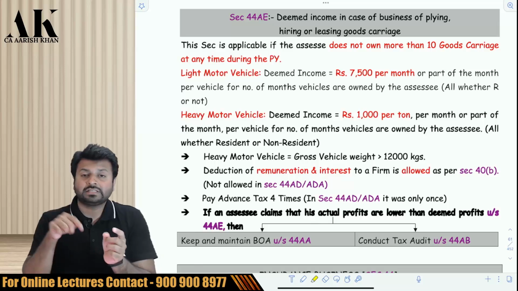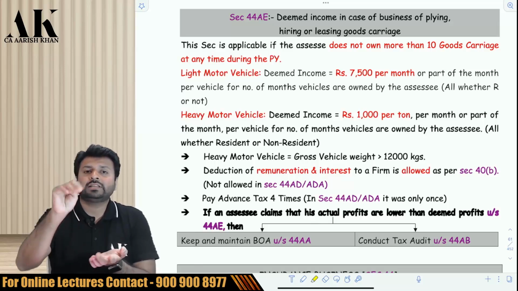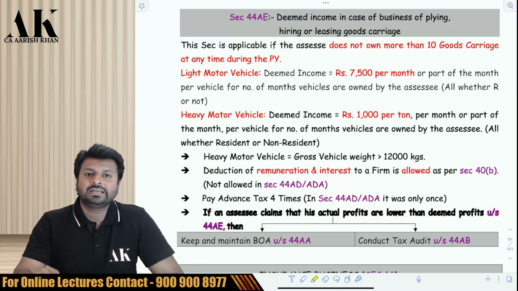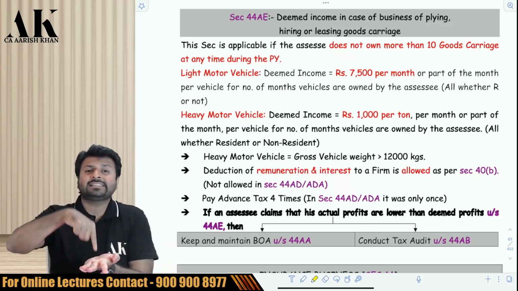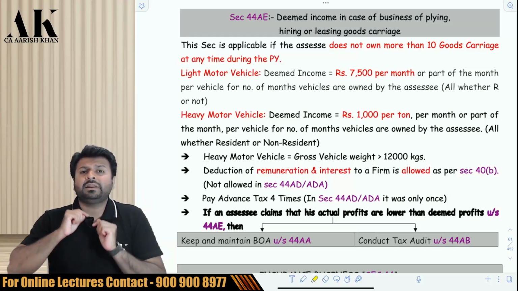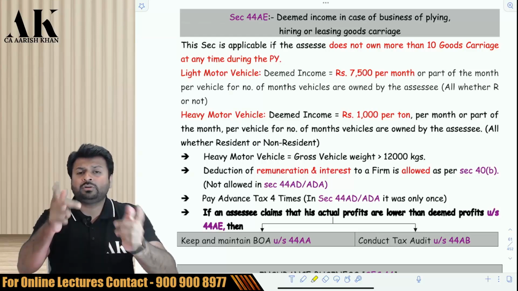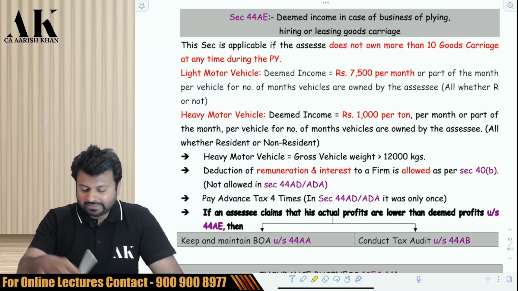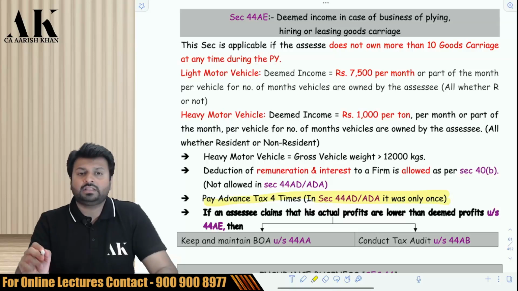Everything is the same, but there are some differences which I have put over here. This assessee has to pay advance tax 4 times in a year, not once. Secondly, this assessee gets the benefit if it is a partnership firm. This assessee gets the benefit of deduction of remuneration, interest, and salary paid to partners, but the previous two do not get it. That is the reason I have concluded by interlinking the provisions.